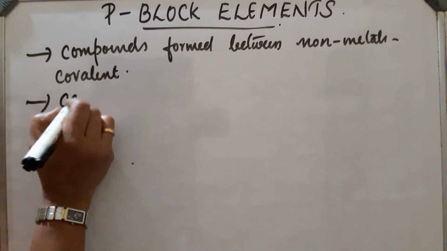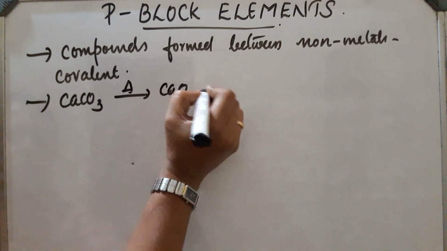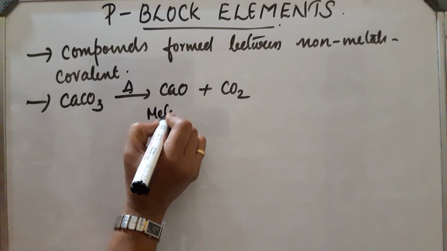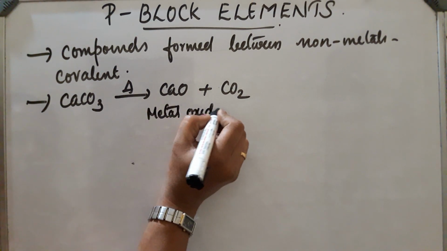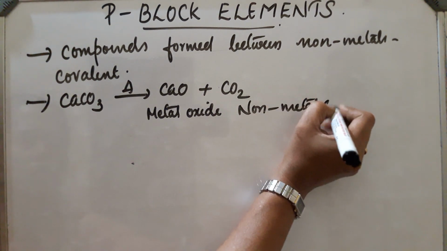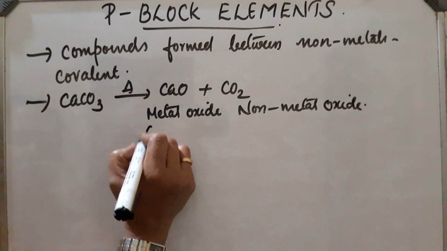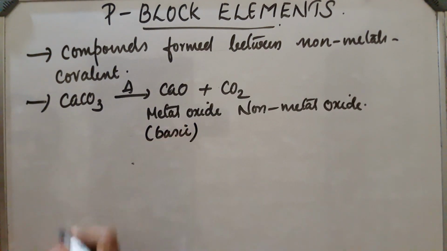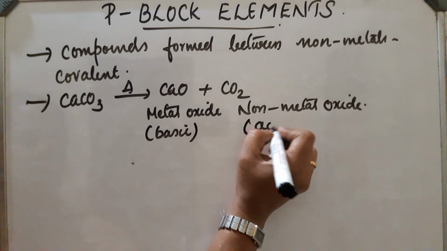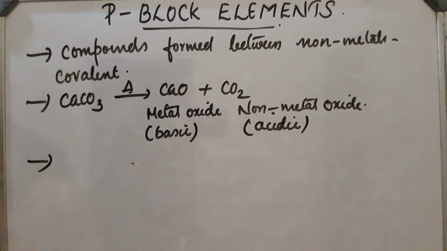If we take an example, calcium carbonate on thermal decomposition gets converted into calcium oxide and carbon dioxide. Here calcium oxide is a metal oxide, which is basic in nature, whereas carbon dioxide is a non-metal oxide, which is acidic in nature.